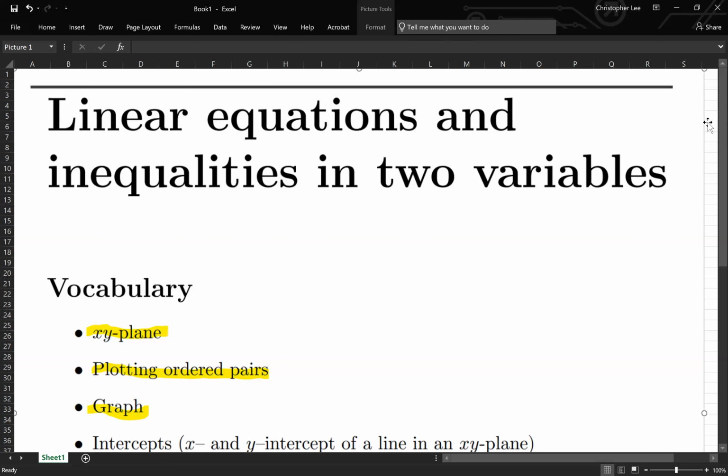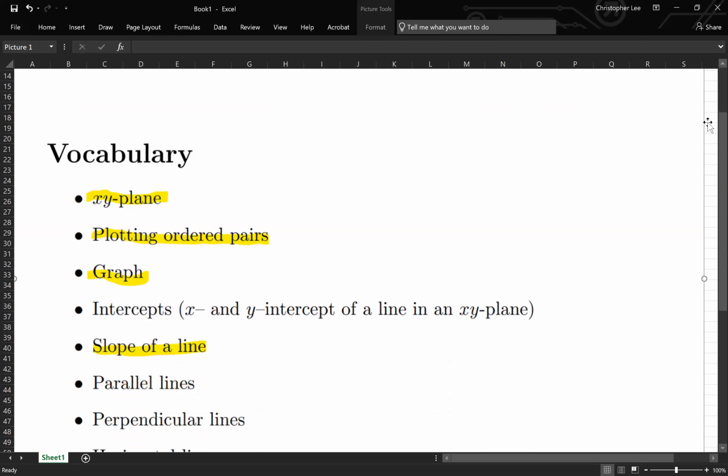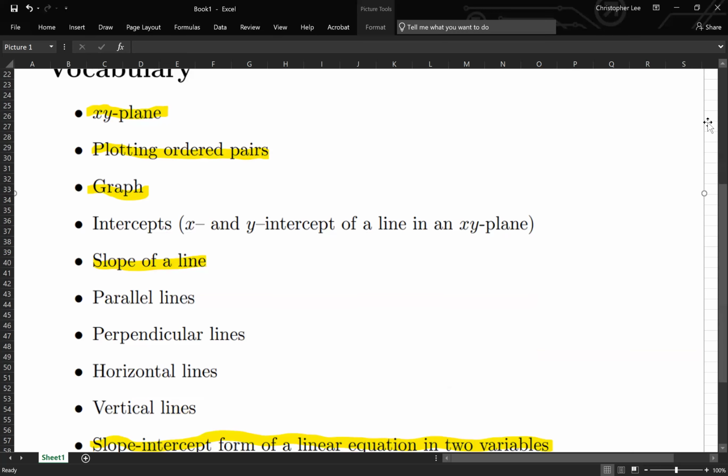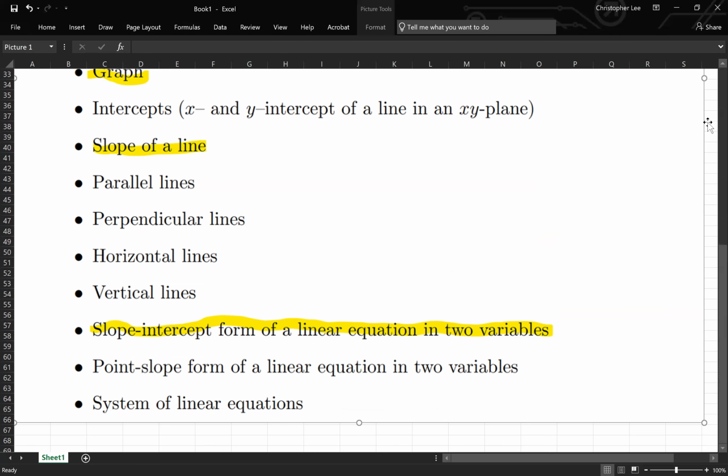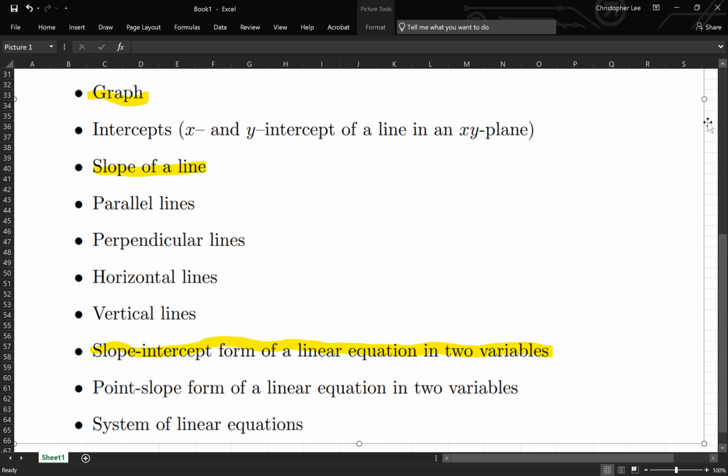So we're going to be doing linear equations and inequalities in two variables, right? So let's look at some vocabulary. We're going to learn what is an XY plane, plotted ordered pairs, graph, intercepts, x and y intercepts of a line in the xy plane, the slope of a line, parallel lines, perpendicular lines, horizontal lines, vertical lines, slope intercept form of a linear equation in two variables, point slope form of a linear equation in two variables, and systems of linear equations, right? All the good stuff.